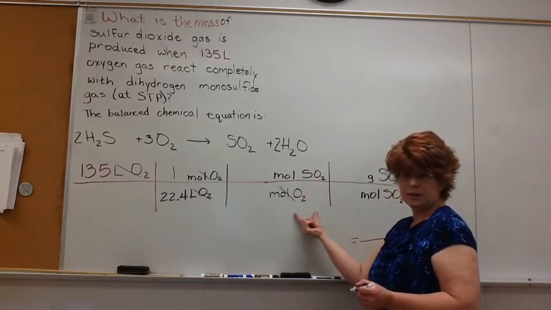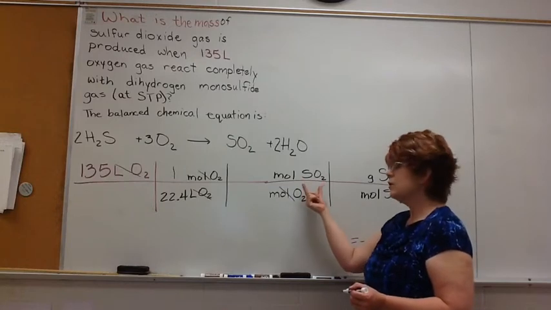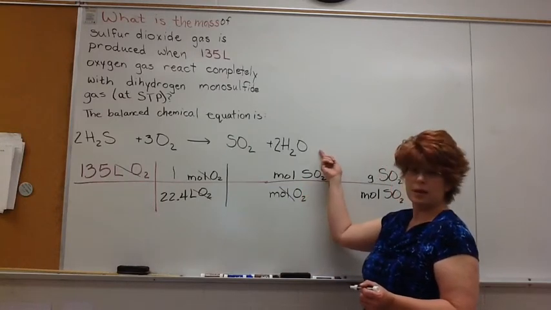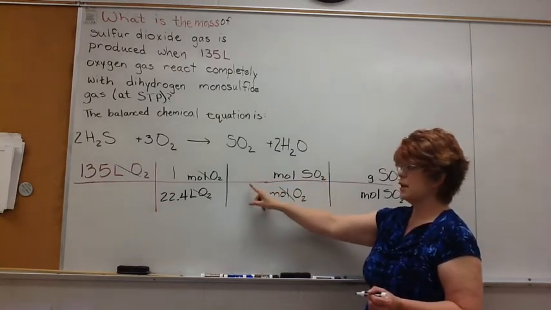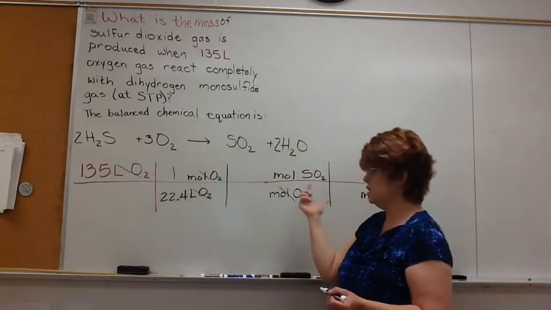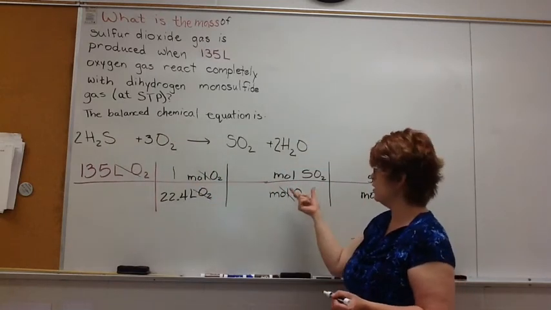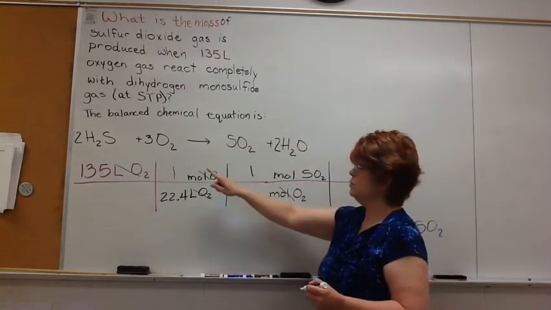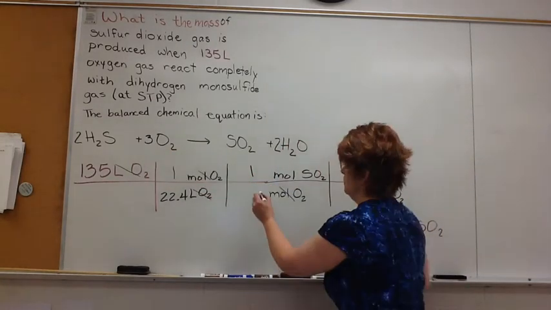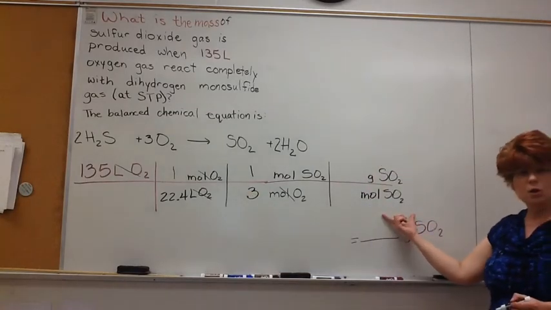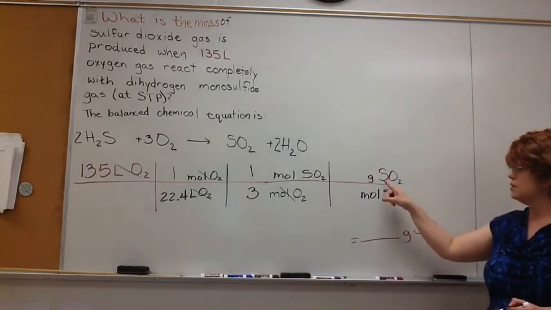Now, looking at the second conversion factor, I see I have moles top and bottom, but I've changed the substances. You convert from one substance to another using mole ratios from the balanced chemical equation. So the numbers that go in here are the coefficients for each of the substances that I have given here. So moles of SO2, that gets a 1. Moles of O2, that coefficient is a 3.